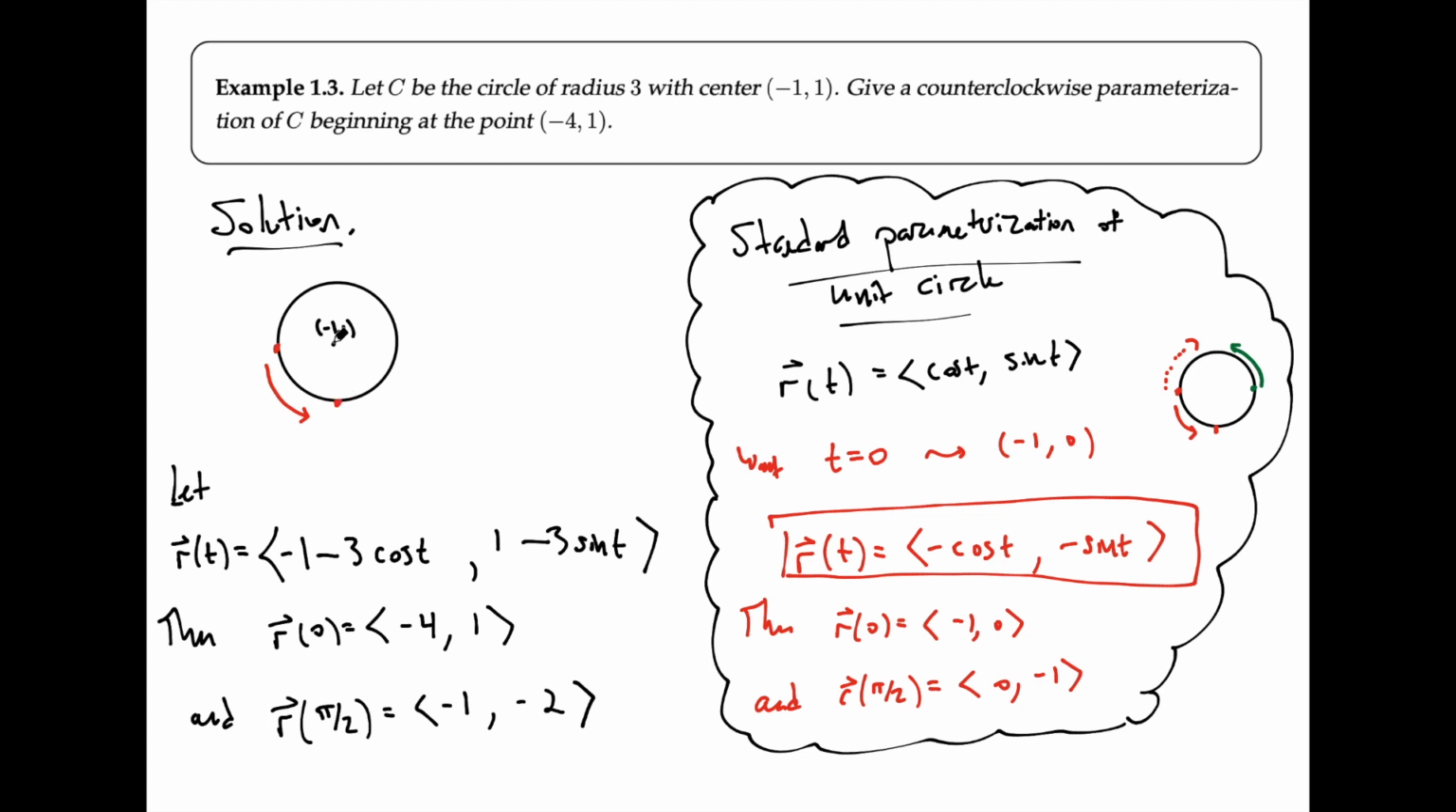The circle has radius 3, so if you start at the point negative 1, 1 and go down 3, you land at the point negative 1, negative 2. So that checks out, and this is exactly what we want. And there you go, we're done.